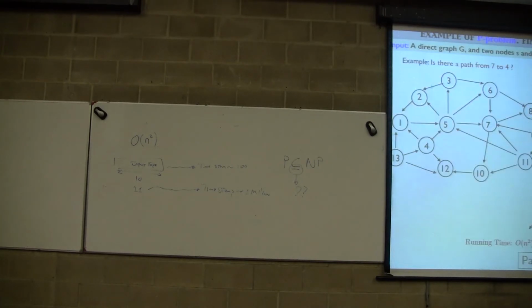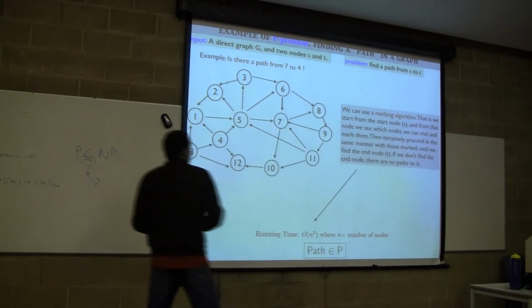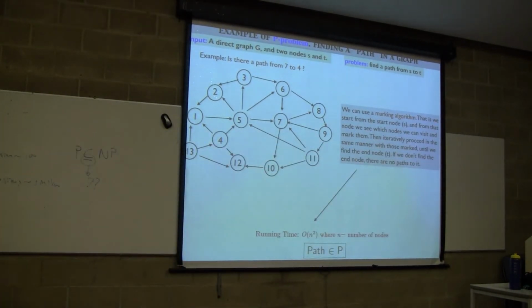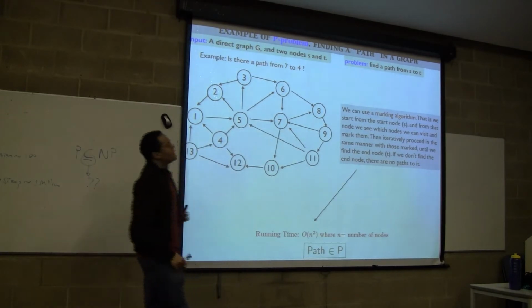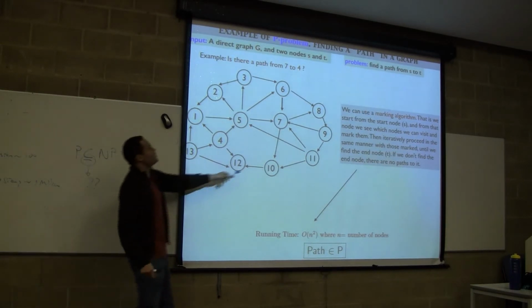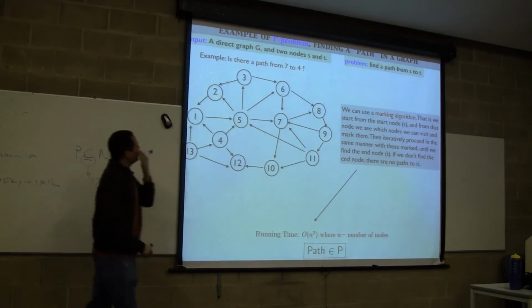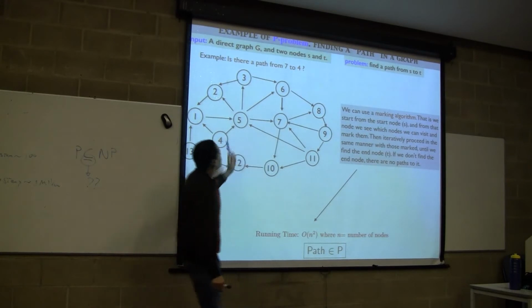So let's look at an example of a P problem, a polynomial time example. An example of a polynomial algorithm is the following, which you use quite a lot in Google Maps: given a directed graph G and two nodes S and T, you want to find a path from one node to the other. Here I'm given a graph with certain nodes, and the question is: is there a path from 7 to 4, from this node all the way to here?